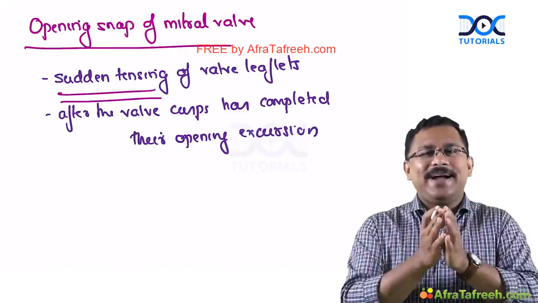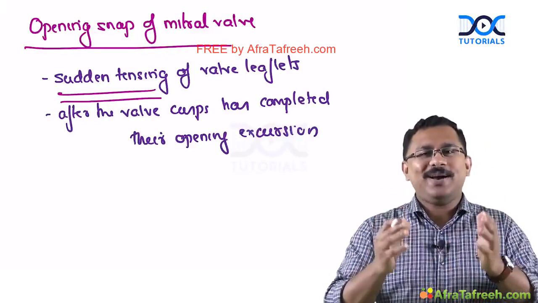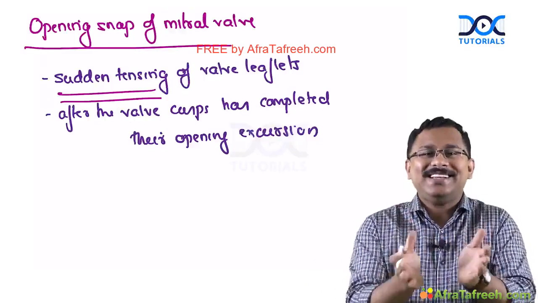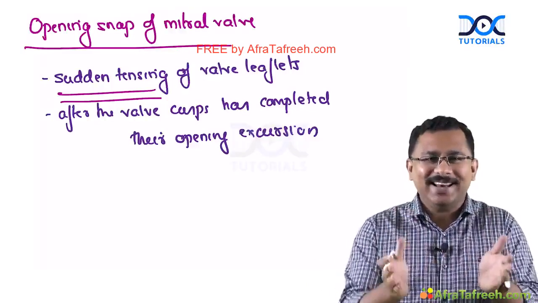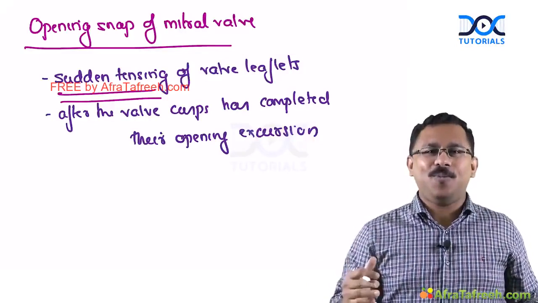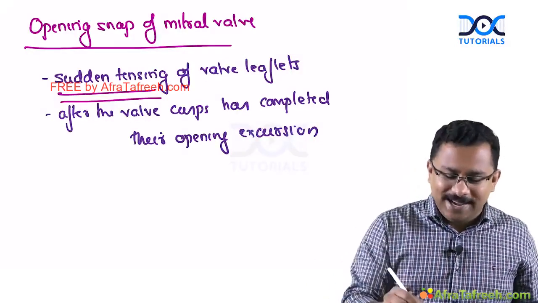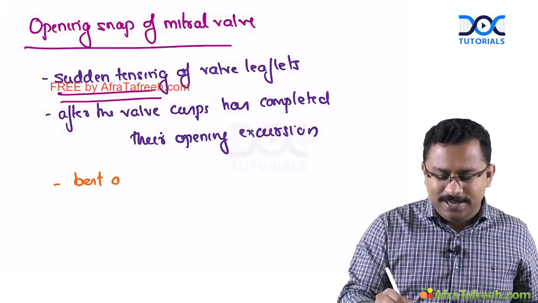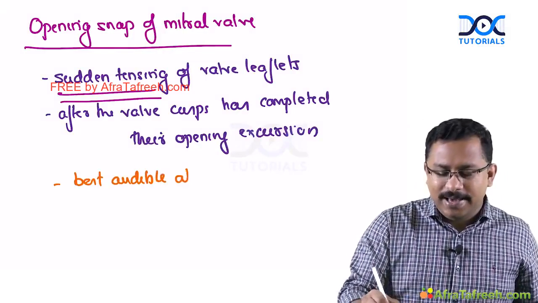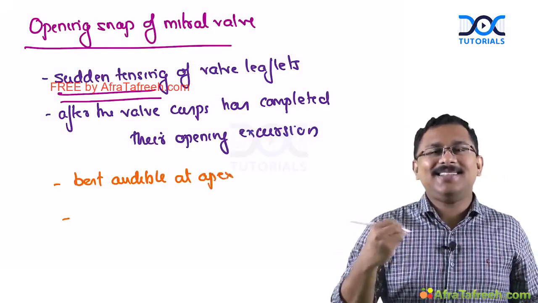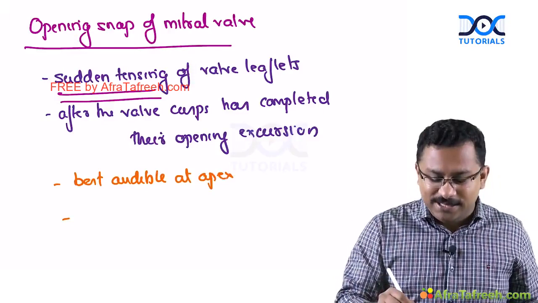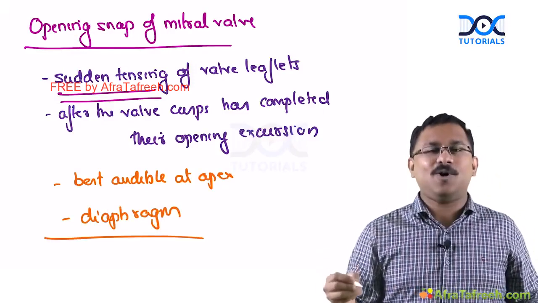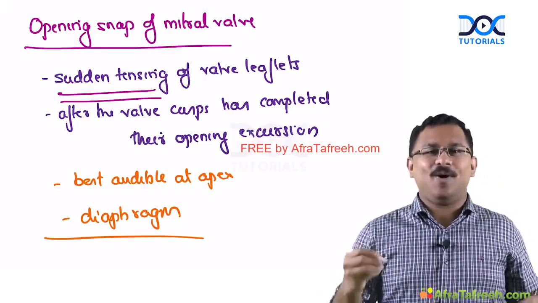So this opening snap actually occurs when the movement of the mitral dome into the left ventricle suddenly stops. A sudden stoppage, sudden tensing, that is responsible for the opening snap. It is best audible at the apex, using the diaphragm of the stethoscope.